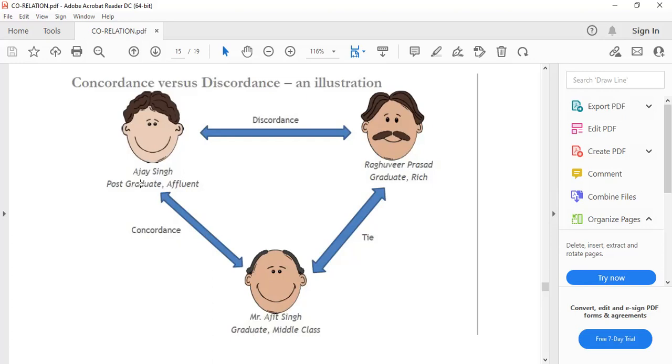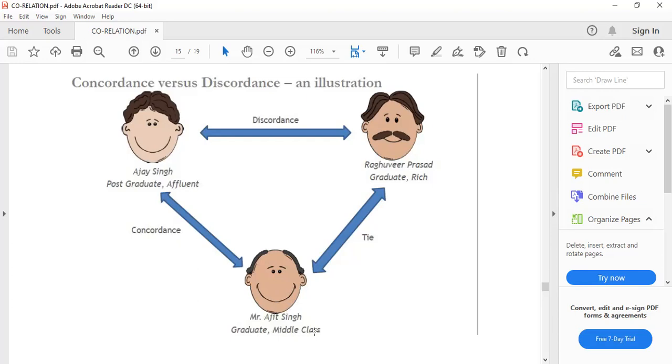So here, if I consider the postgraduate as the first observation of education level, postgraduate is greater than graduate, and affluent is also greater than middle class. That is the Yi observation for the second group, that is financial status. So Yi is greater than Yj.